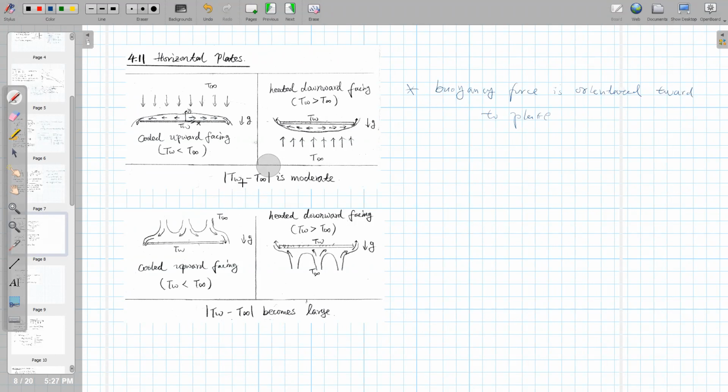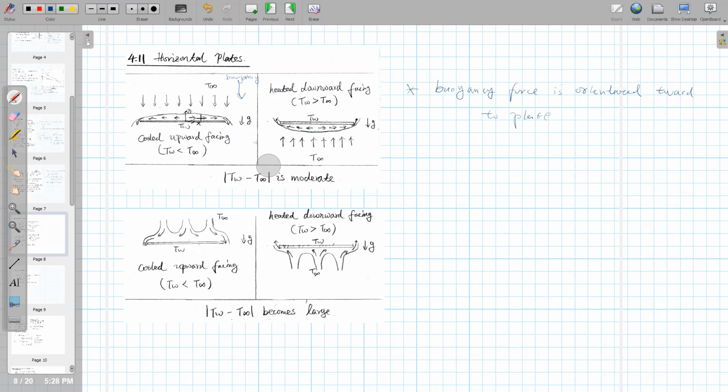It will be the wall temperature minus the free stream temperature. If this difference is moderate, not too big, then what will happen? You have this free stream here, T infinity, and you have this wall. This is cooled upward facing, which means that your T wall is smaller than T infinity, and this will be a buoyancy force. Buoyancy force is going toward the plate.